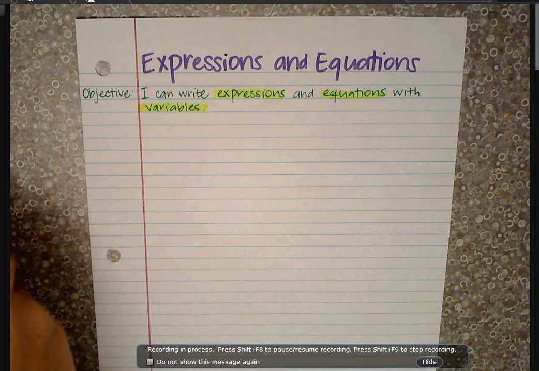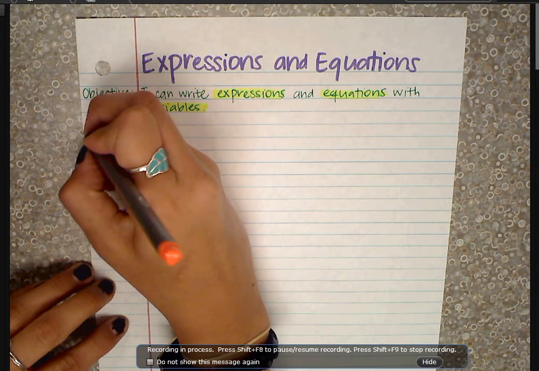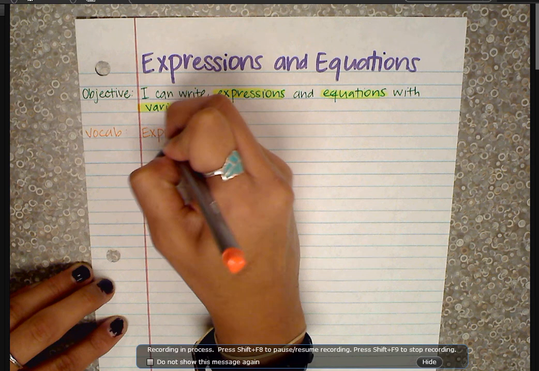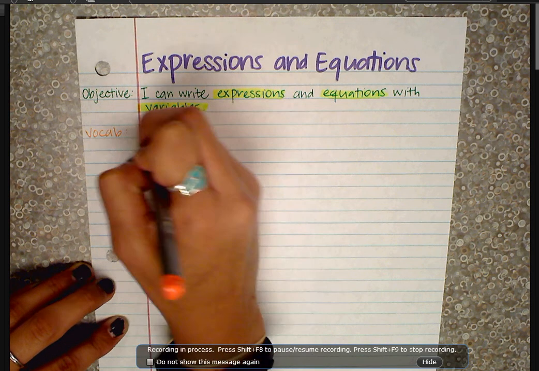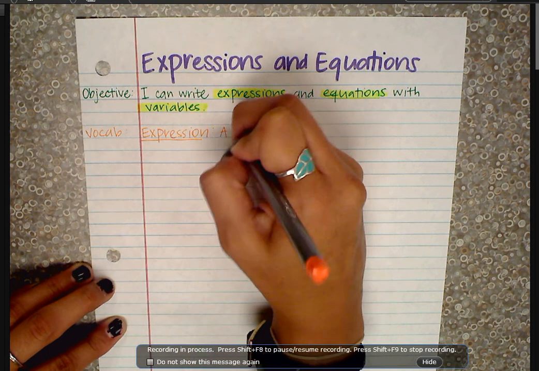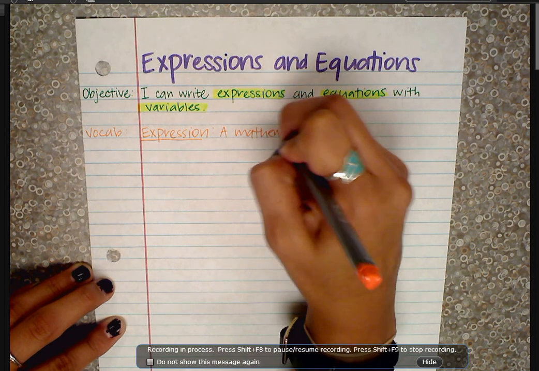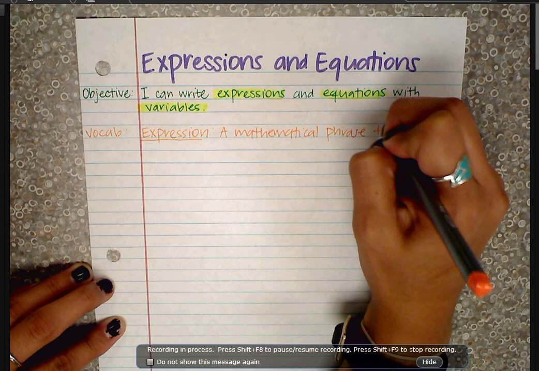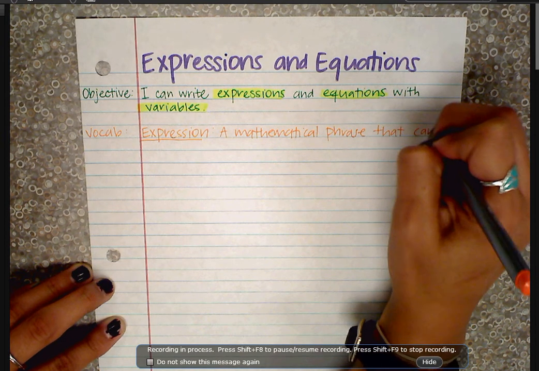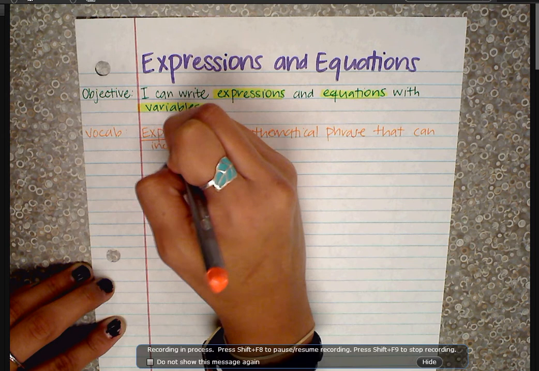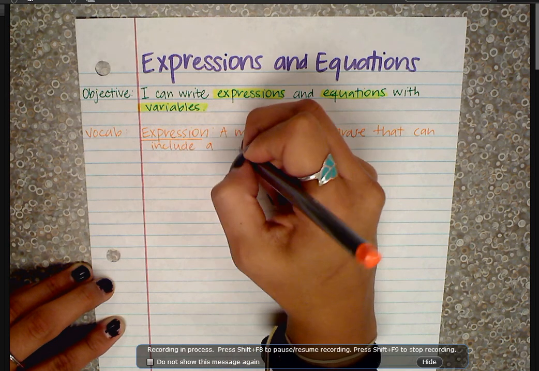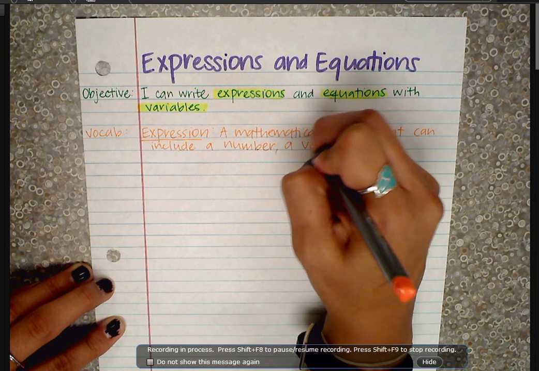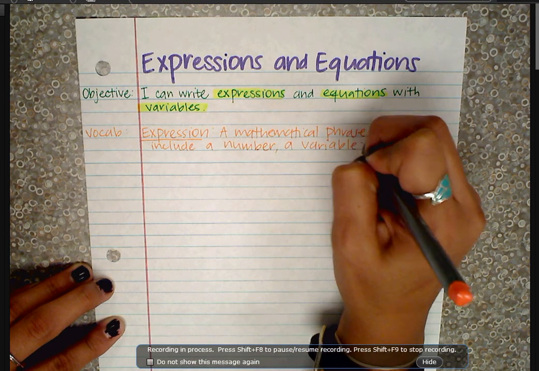Vocabulary number 1 is an expression. An expression is a mathematical phrase that can include numbers, variables, and operations.